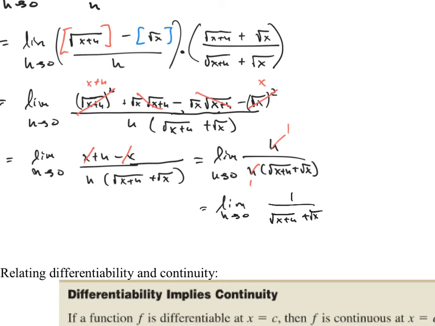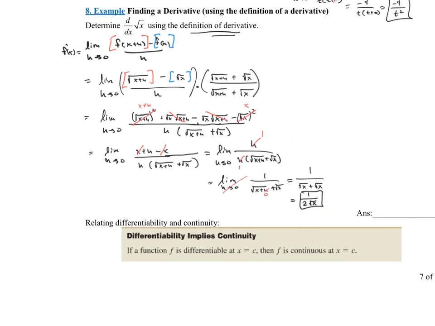Now that we've rationalized the numerator, we can evaluate that limit. To find the limit as h approaches 0, we just plug in a 0 for h. Notice I don't have to write the limit as h approaches 0 anymore, and I'd have the square root of x plus 0, which is the square root of x, plus the square root of x. And that is 1 over 2 times the square root of x.